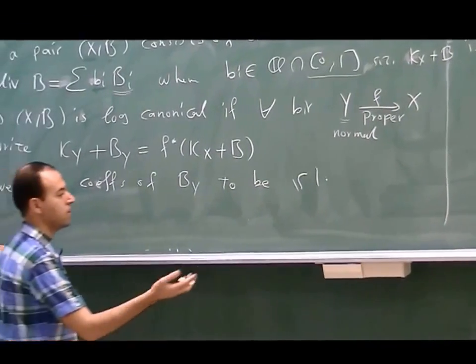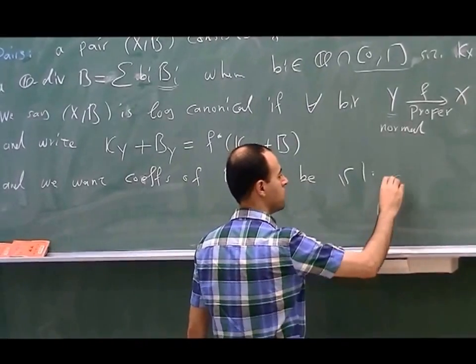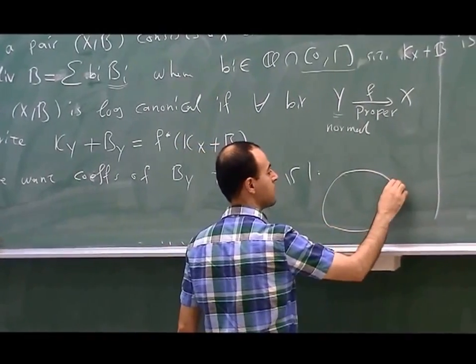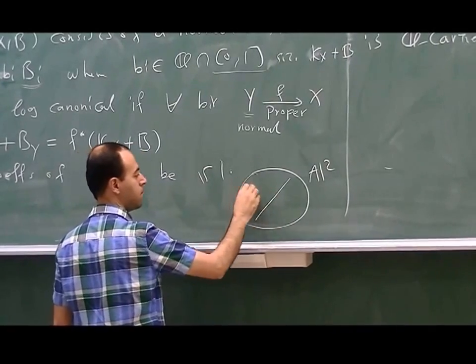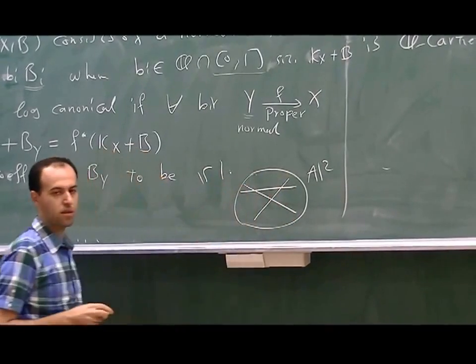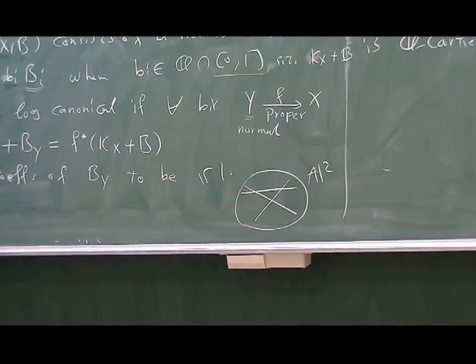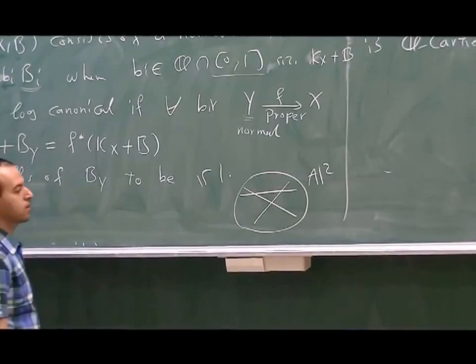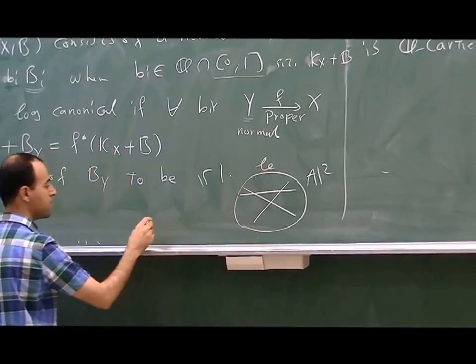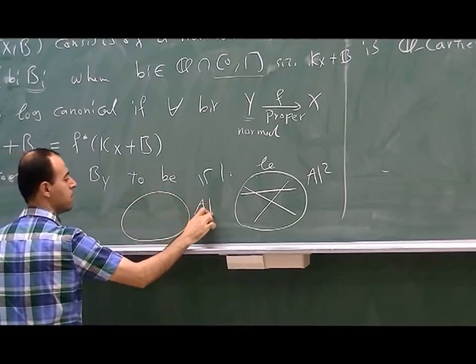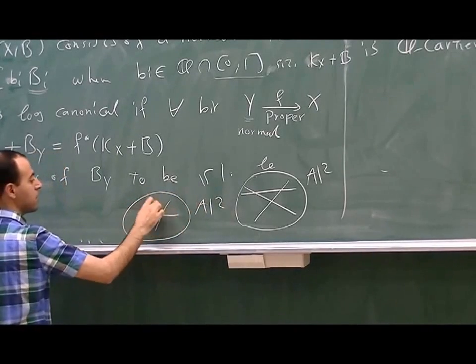So maybe I give you one example. The most simple example would be just take, let's say, A2 and then take just some nice lines which are in a general position, so that they don't go through a point. So this is okay for us, but this is not okay.